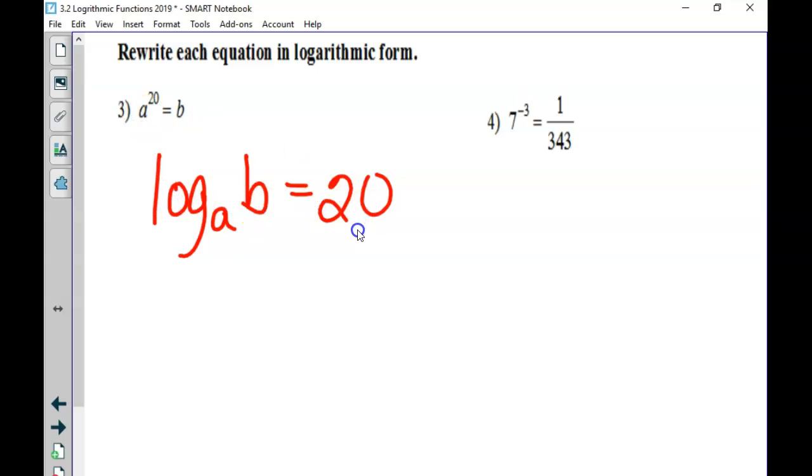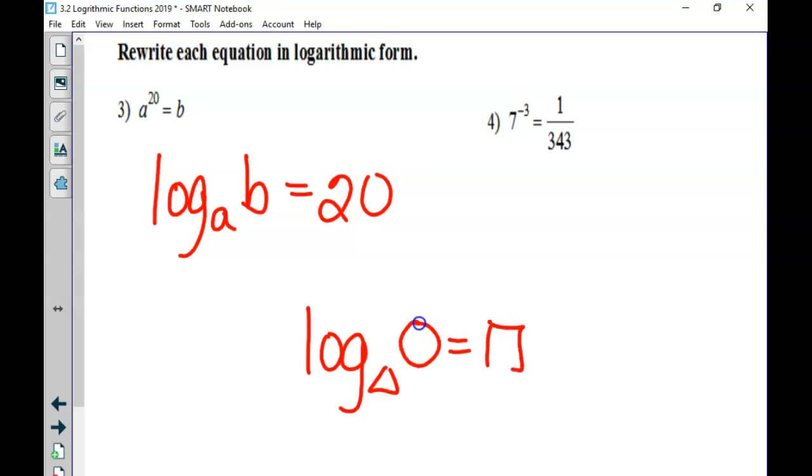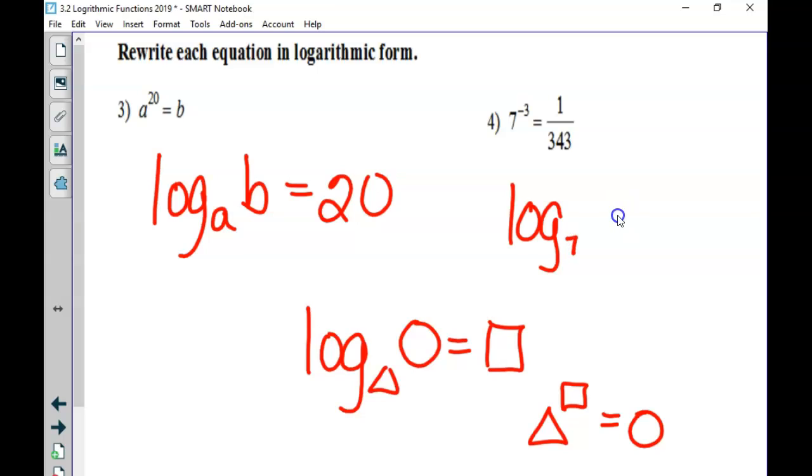We good? When I teach it for the first time, like to an Algebra 2 class, I usually do cutesy little shapes because they have trouble figuring out what I'm talking about. So it's this to this equals this. Just memorize it somehow so that you know how to rearrange it. Okay, number 4, Jack, you got that one? Log base 7, yep, of? Good job. Everybody okay on those? That should be totally review.